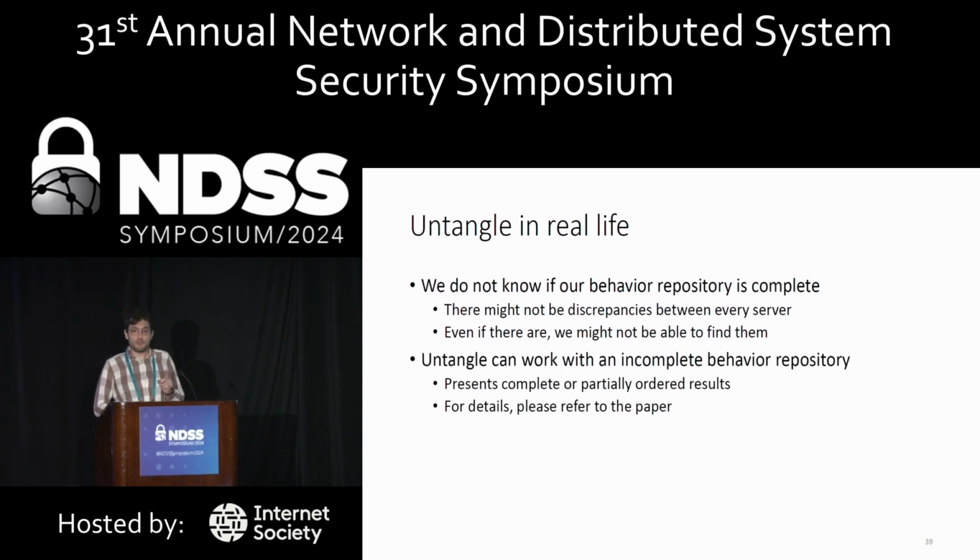However, there's good news. Untangle can also work in these situations. What I mean by complete is that we can find both the order and the type of the servers, or we can present partially ordered results. For example, we can find the first layer, and we can detect only the second and third layers' names, but we might not comment on their ordering. For details of this, please refer to the paper. We have a much more detailed methodology, but because of time constraints, I couldn't go into details here.